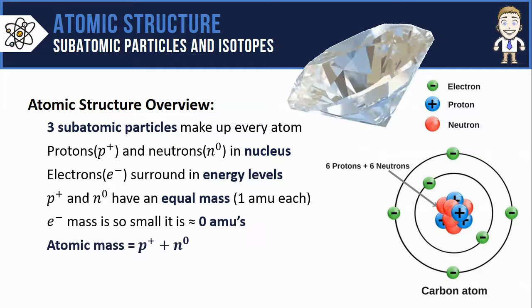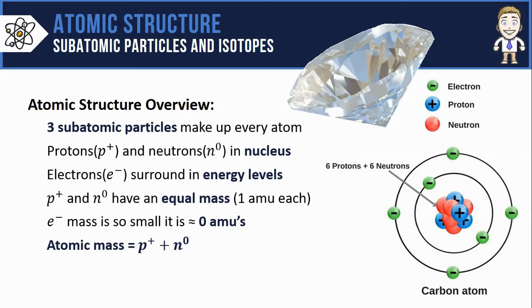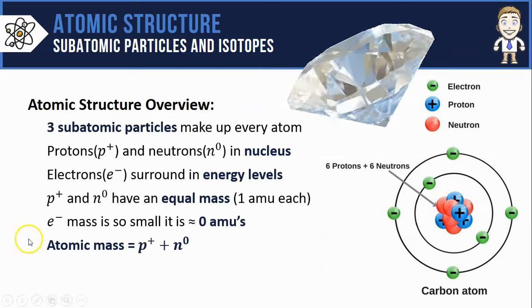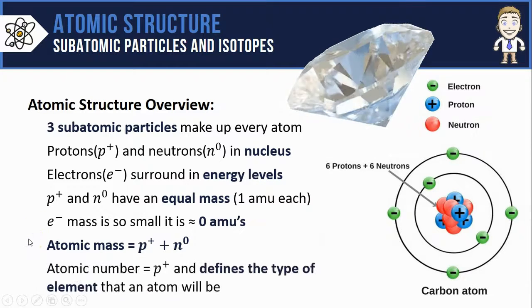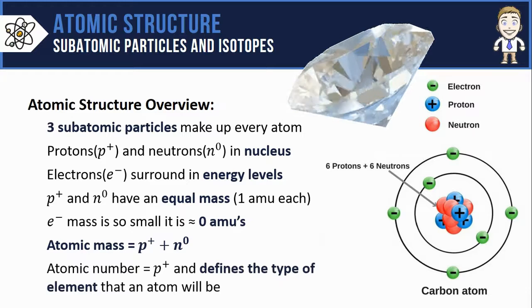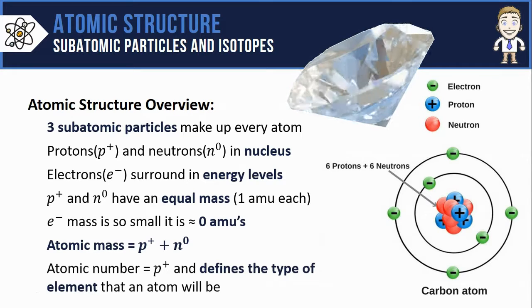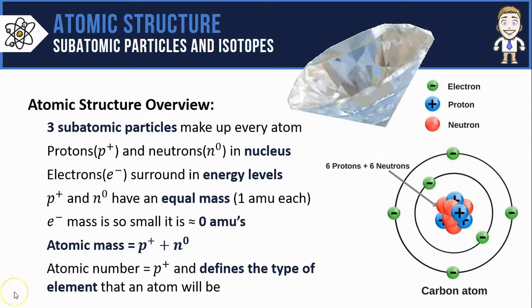Now there's two main ways that we describe atoms like this carbon atom shown. One of them is the atomic mass. The atomic mass is just that. It's the mass of an atom, which you find by adding up the only two subatomic particles that have mass, the protons plus the neutrons. The other way we define an atom is by the atomic number. This is simply how many protons it has, and it's extra important because the atomic number defines the type of element that an atom will be.